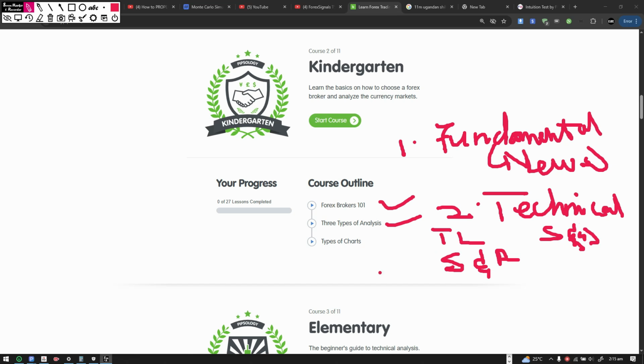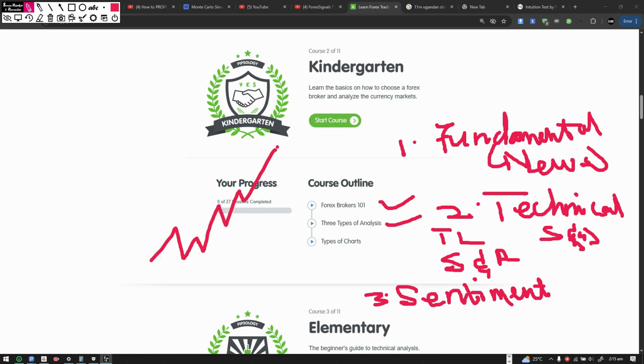So then we have the sentiment, right? The sentimental analysis is based on people's opinion, right? Some will say, oh, looking at the chart of Bitcoin, I think it will go up, right? But they don't have any analysis. It's a feeling analysis, right? They feel like it will go up. Sometimes it does go up, right? So we'll focus on the technical, right?